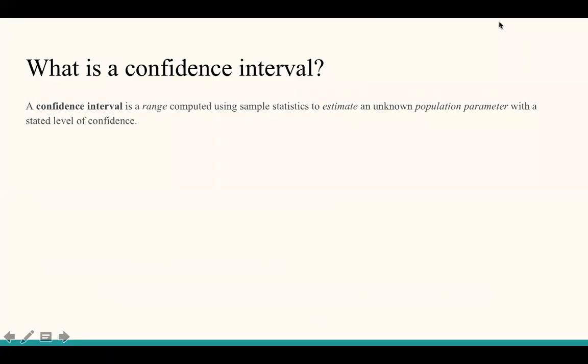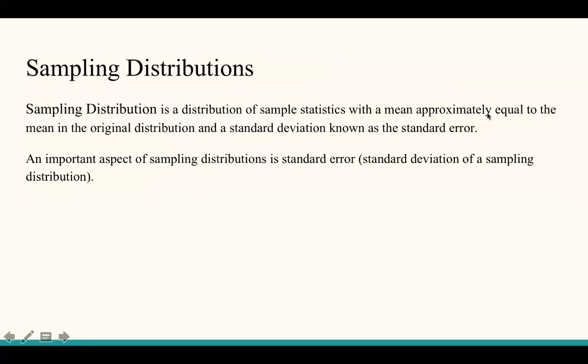All right, so first of all, we're just going to start with the basics. So what is a confidence interval? A confidence interval is a range computed using sample statistics to estimate an unknown population parameter with a stated level of confidence. So if you haven't gone over the lesson so far, you may not understand what this means, but we're going to go over a couple examples and hopefully it'll make more sense.